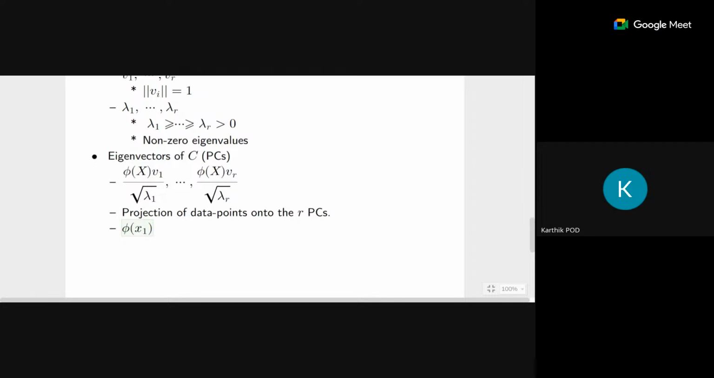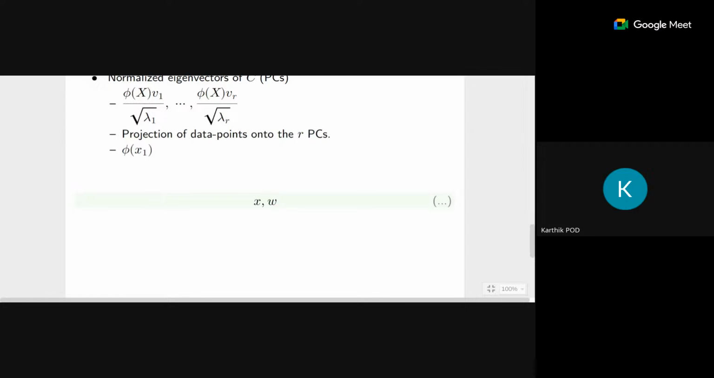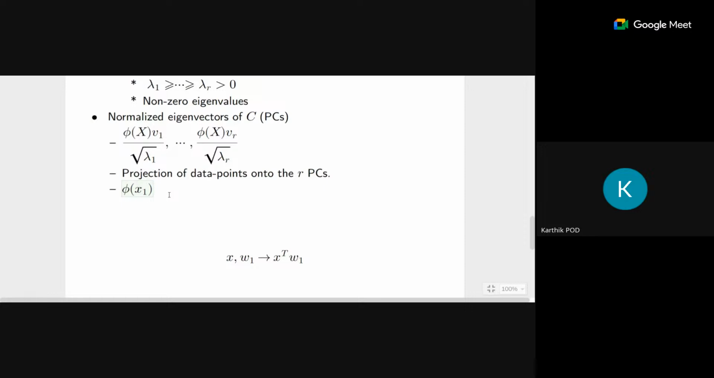If you want to project phi of x1 onto the first principal component, what will you do? So let's go back to standard PCA. If you have a data point x and you want to project it onto the first principal component w1, what will you do? Yeah, x transpose w1. So you want only the scalar projection. So we are only looking at scalar projection. So here, likewise, what will it be?